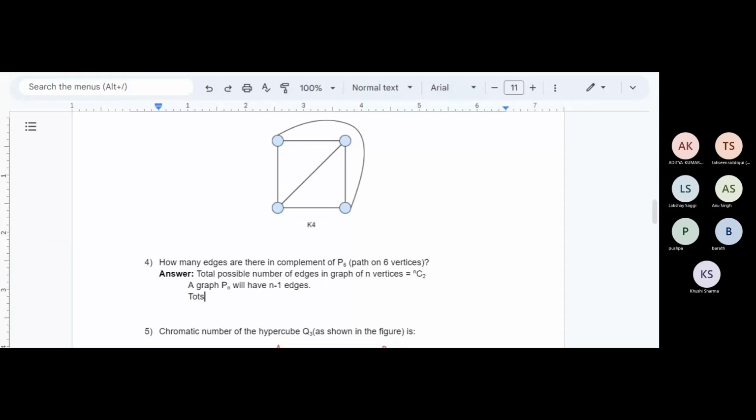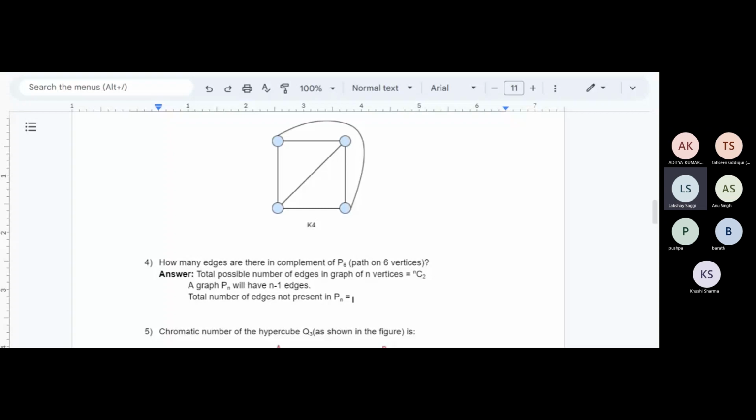So NC2 is, over a graph of n vertices, all the possible edges which can be present in a graph on n vertices. And in our graph Pn, we just have these n minus one edges. So the edges which are not present in Pn would be just the difference of these two quantities, right? Because these are the total possible edges and these are the edges which are actually present. So the edges which are not present would be the difference of these two.